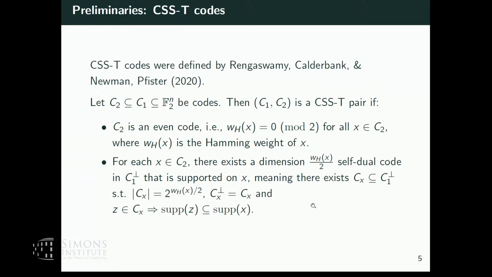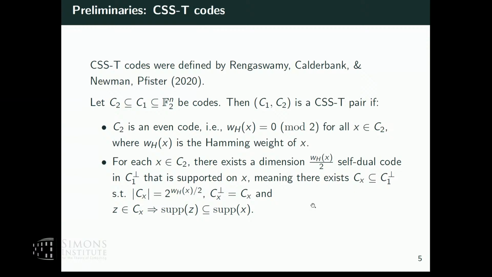We learned in the last talk that CSS-T codes were defined not that long ago, actually. And this is, I believe, the definition that was given there in the literature. We saw it in the last talk as well. We can just take a look now. So we start with two codes, C1 and C2, and we'll always talk about a pair of codes so that C1 contains C2. In order to have a CSS-T code, we need the code C2 to be even, meaning all of its code words have even weight.